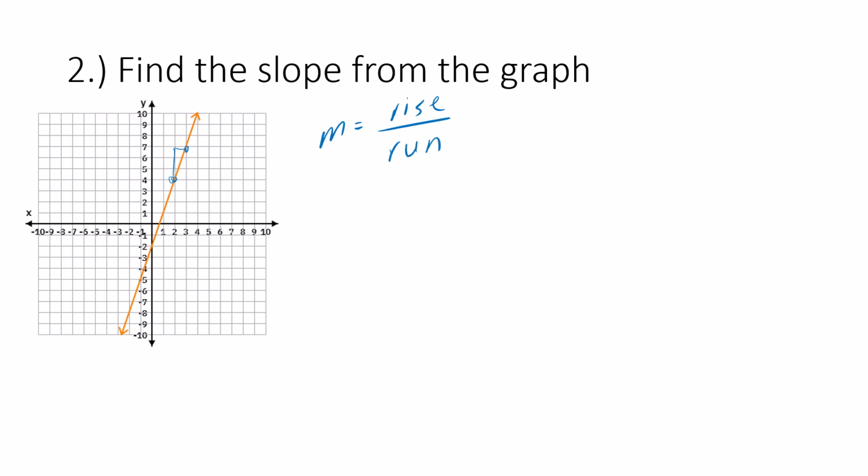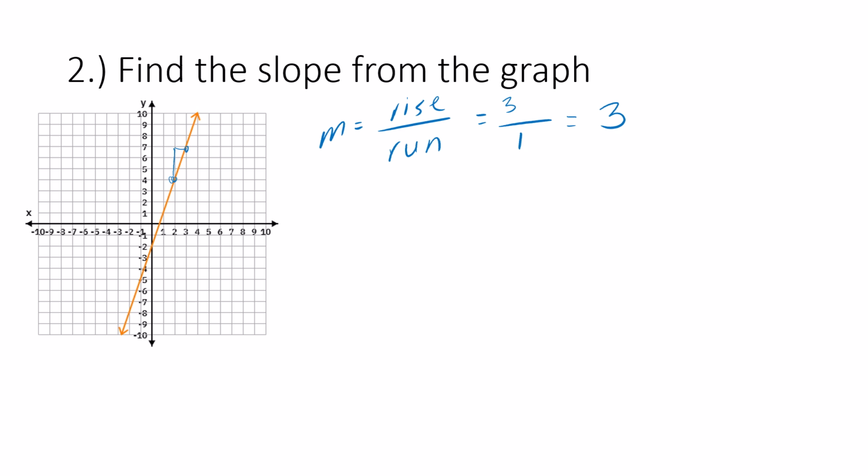And so to get from one point to the other, I need to go up 1, 2, 3. So my rise is 3 and my run is 1. And of course, 3 over 1 will simplify to 3.